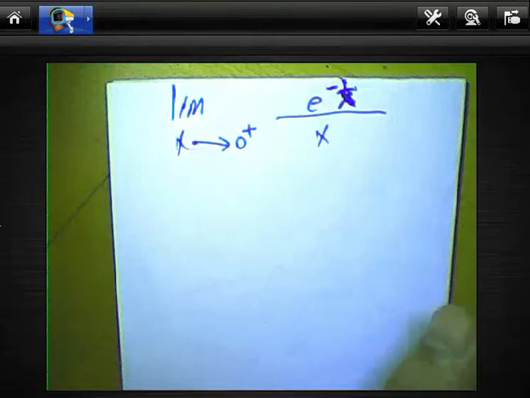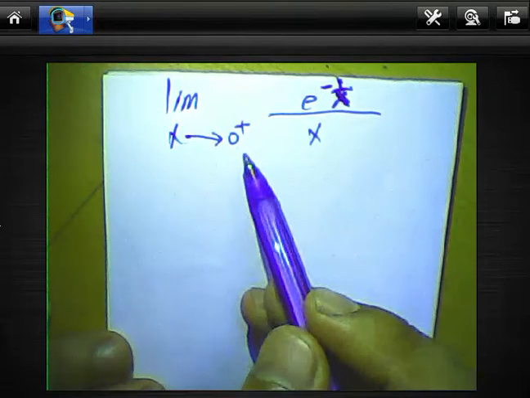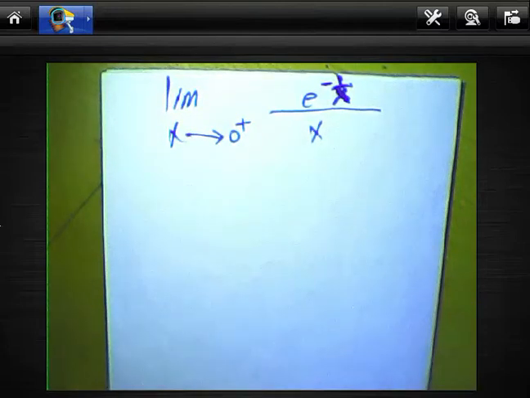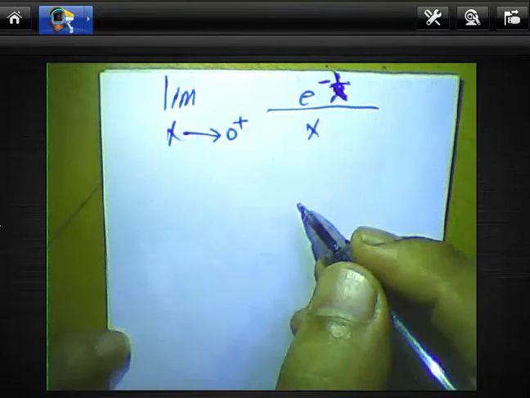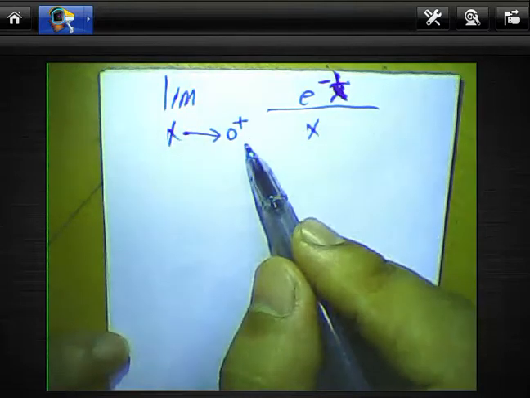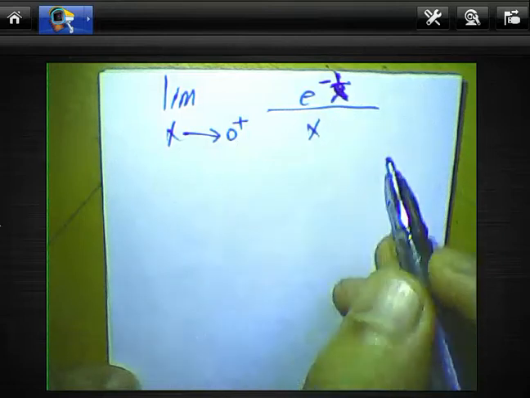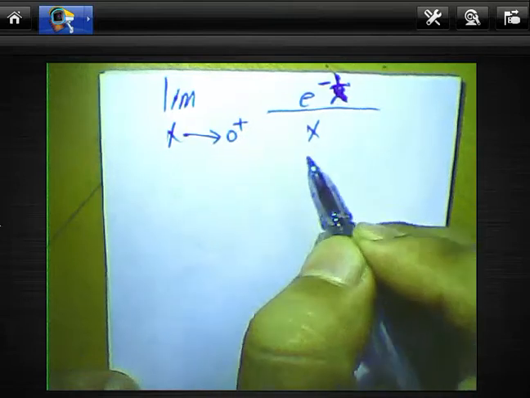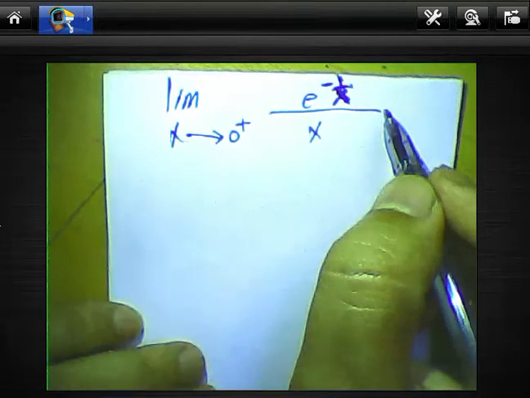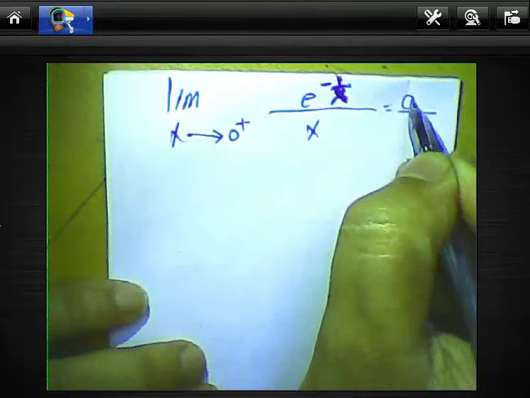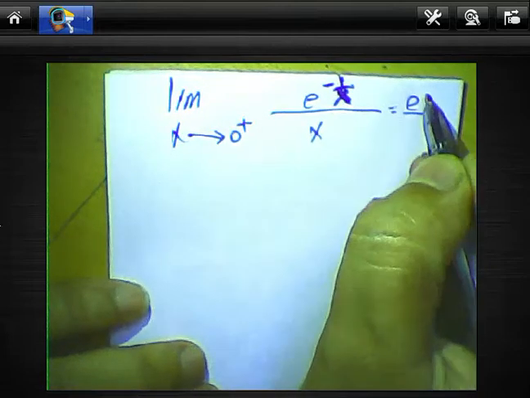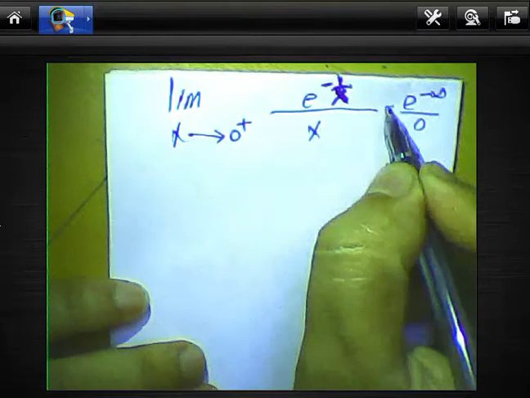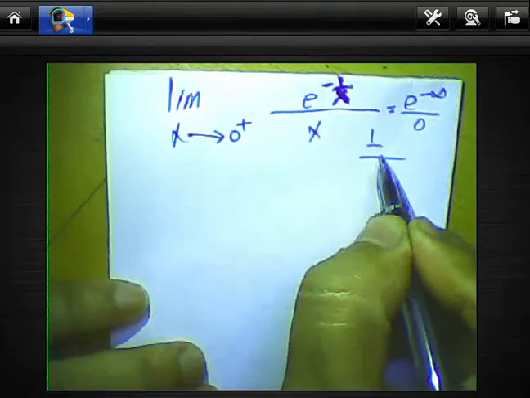Look at this example. We want to find the limit as x approaches 0 from the positive side of e to the power negative 1 over x, all over x. Look here. If you want to find the result, you must put 0 here. The result will be e to the power negative 1 over 0 plus, over 0. 1 over 0 equals infinity, so the result will be e to the power negative infinity over 0. It means 1 over e to the power infinity, over 0.